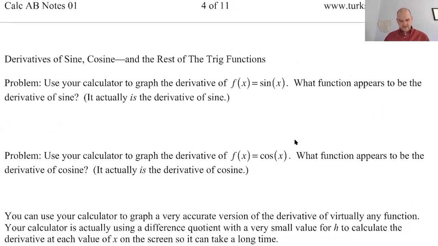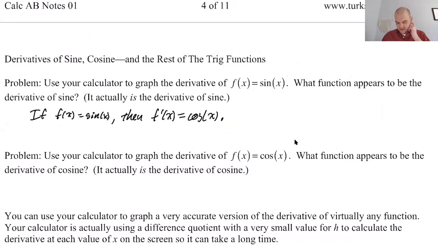Now, how can I write that? So I could say if f of x equals sine of x, then f prime of x is cosine. That's one option. And it's fine, but that's a lot of words. A more common way of writing it is sort of as a formula. d dx of sine of x is equal to cosine of x.